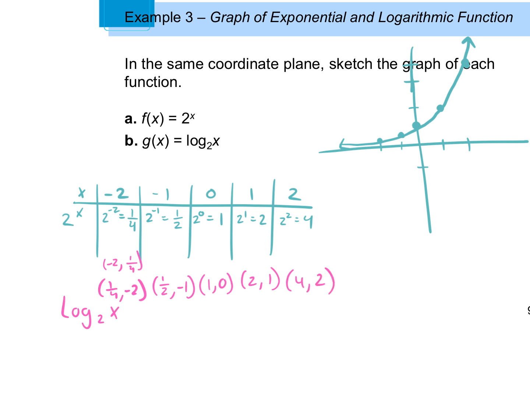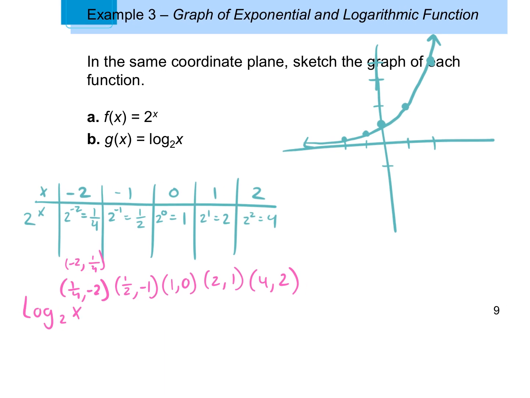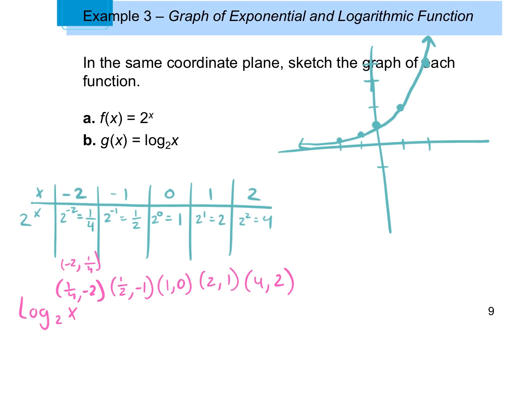So we just found the inverse of each of our points, and we're going to graph these now. So I'm going to go to the right 1/4 and down to -2. Then I'm going to go to the right 1/2 down to -1. Then to the right 1, stay at 0. To the right 2, up 1. And then to the right 4, up 2. So this would be our log graph.